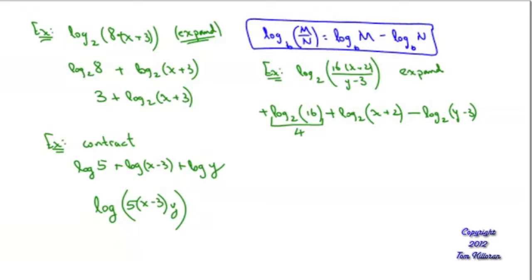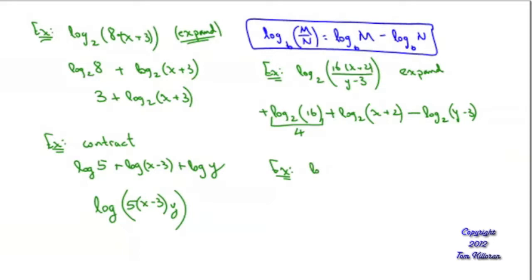What if I want to contract? You've got to finish the rest of the problem, don't you? Well, 4, this, that's all. Yeah. You expanded it. 4 plus log base 2 of x plus 2 minus log base 2 of y minus 3. Okay. That's it. You can't do anything else to it.